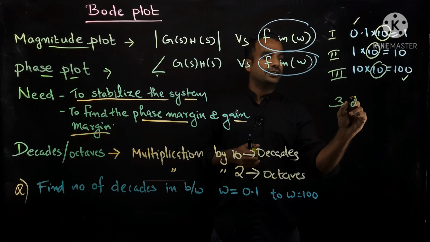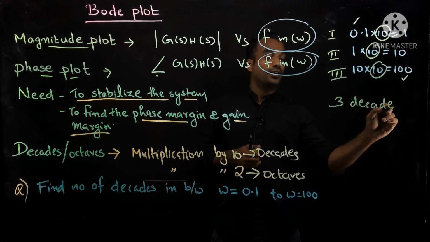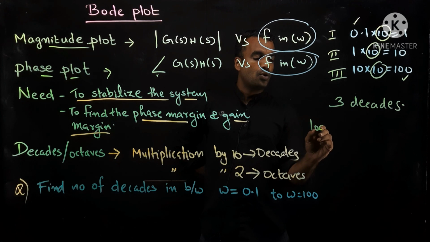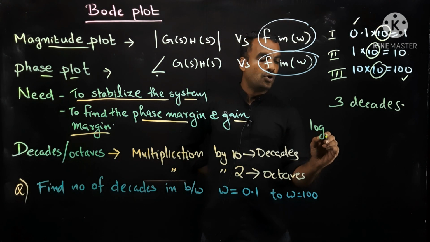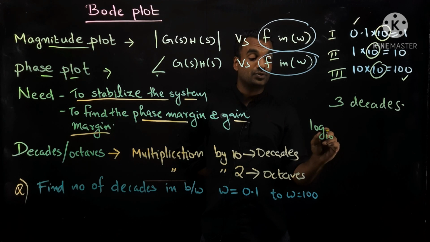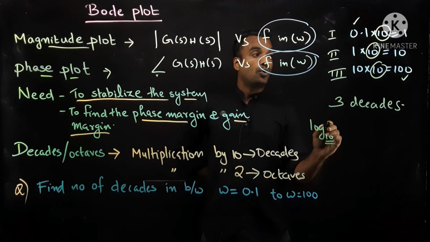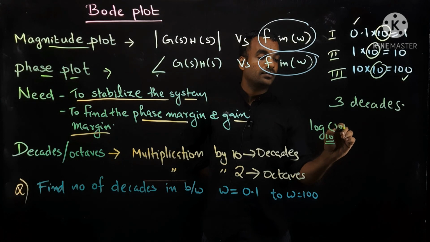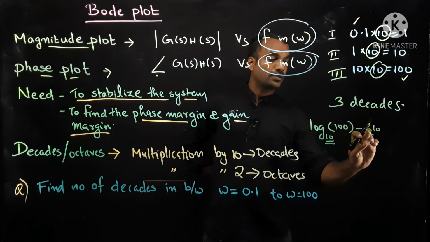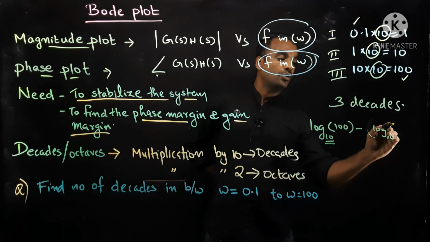3 decades in between 0.1 to 10. There is one more equation. Log to the base 10 that we have to use because it is decade. So log to the base 10 should be used, of the final value 100, minus log to the base of 10 of the initial value.